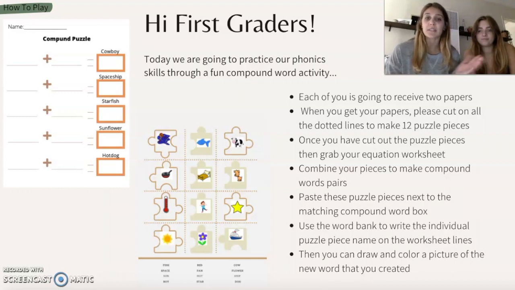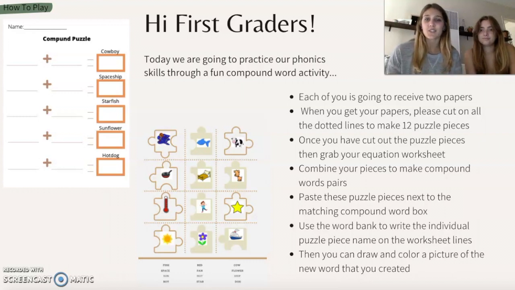And then you're going to grab the second worksheet, which is the compound puzzle equation worksheet. And students are going to actually use two different puzzle pieces to join them together to make one word. And on the worksheet, you can see all of those words. So we've taken away that pressure for the student to try to come up with them on their own. And they're going to be able to paste them on there after they've cut them out and write actually on the lines on the puzzle worksheet what those specific individual words are.